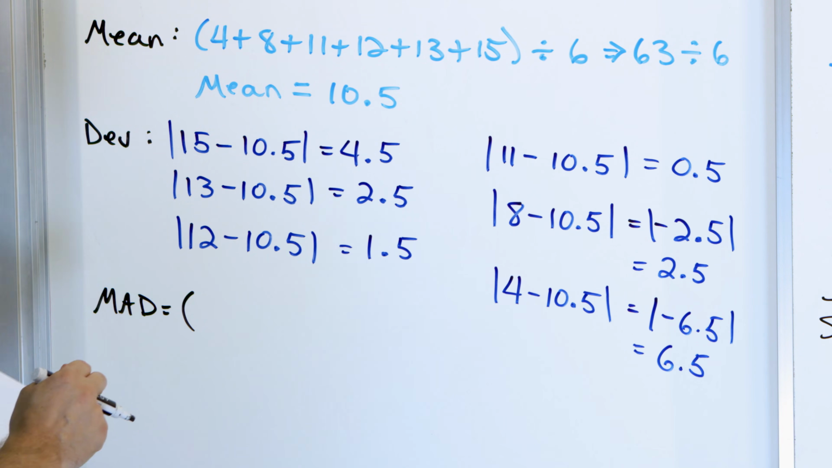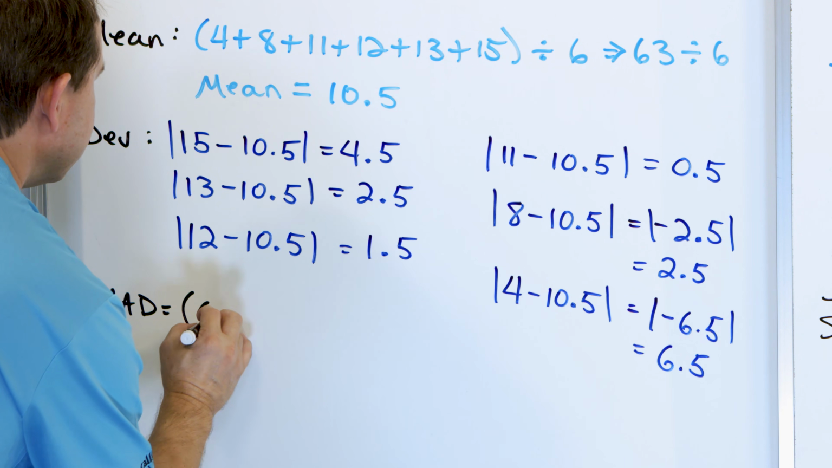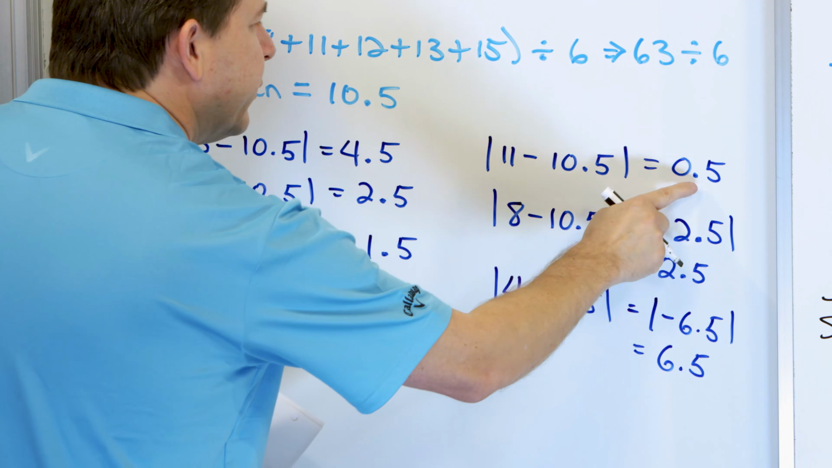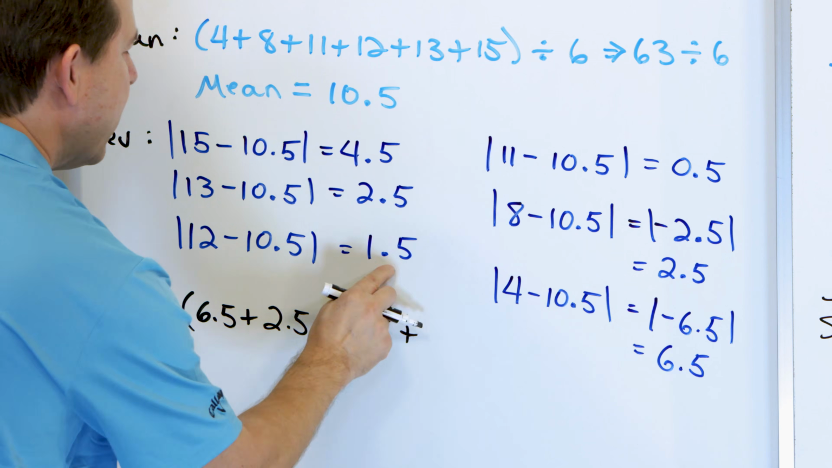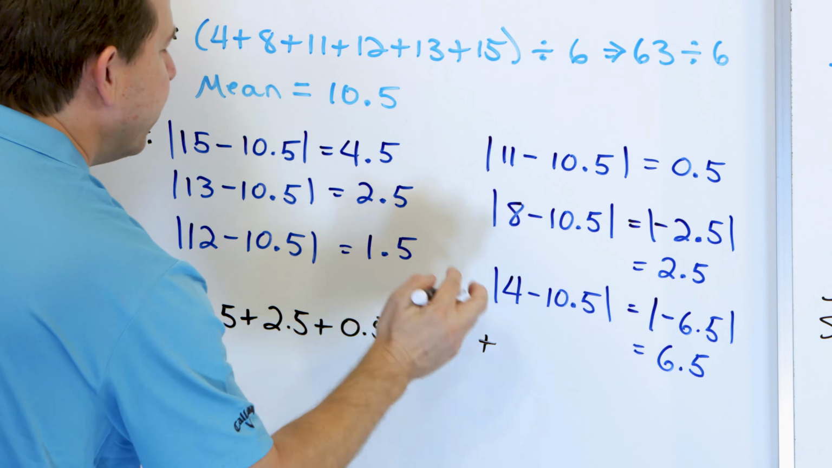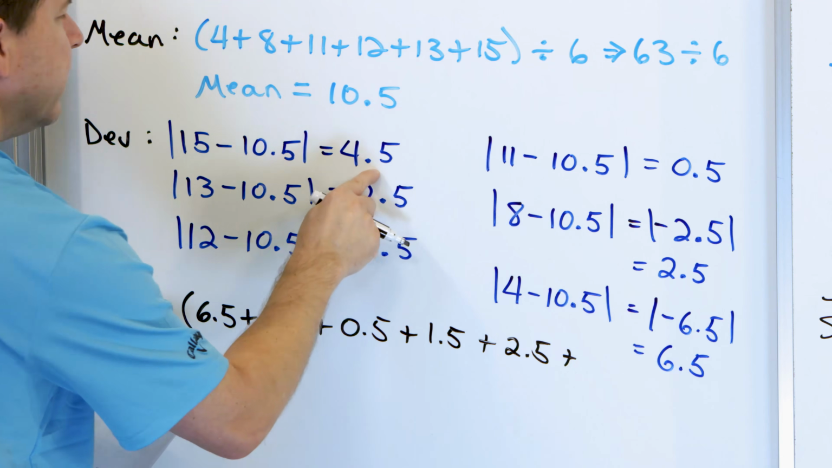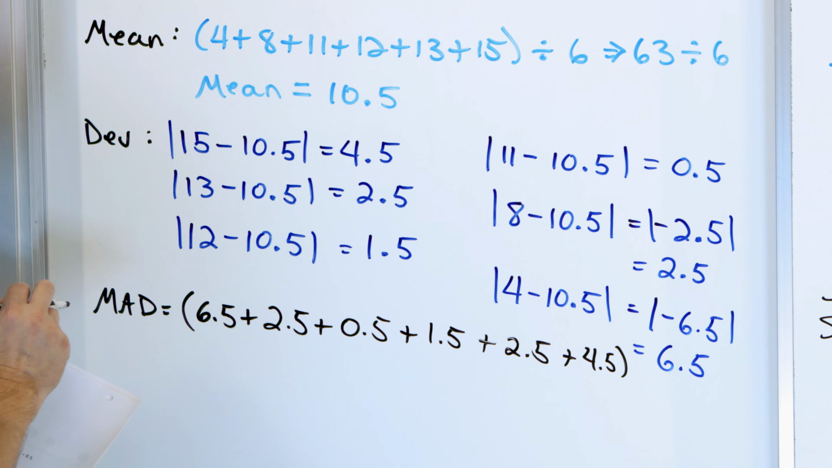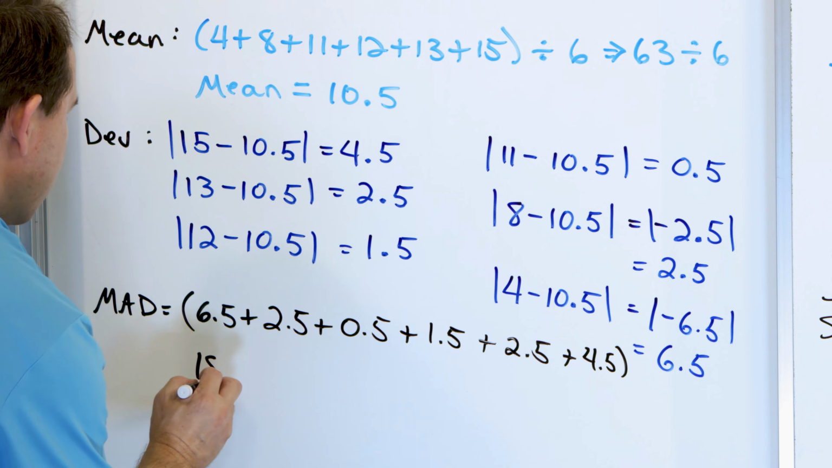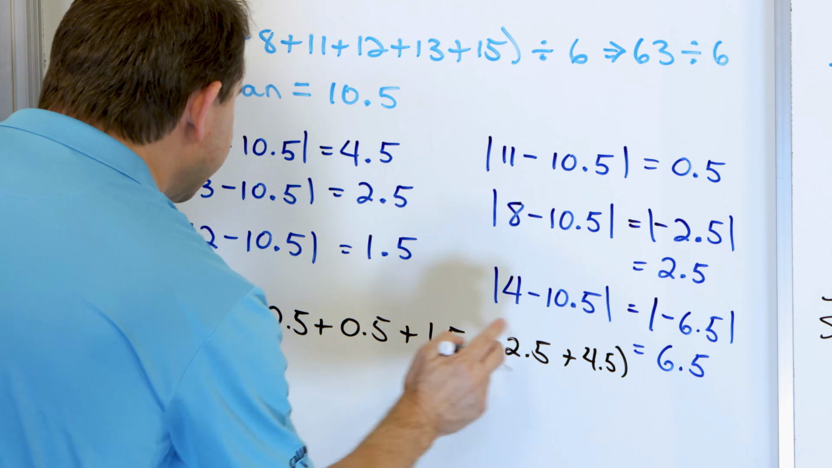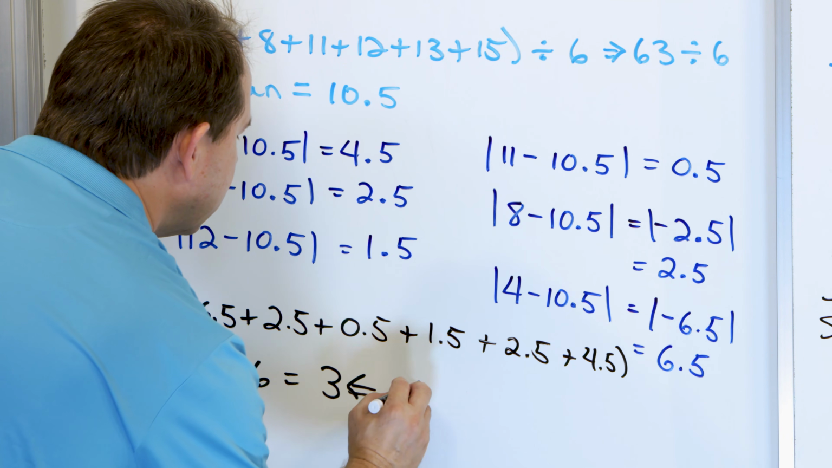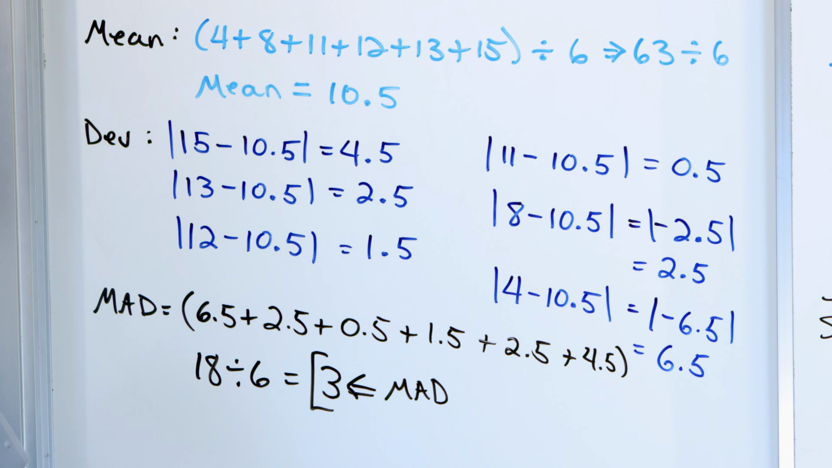So what we have to do to find the MAD is we have to add them all up. We start with 6.5 right there, and we add to it 2.5 from that deviation. And then here we had 0.5, and then we had 1.5, and then we had 2.5, and then we had 4.5. Okay, and once we get all of that, we get an answer of 18. But we have to divide by 1, 2, 3, 4, 5, 6. We have to divide by 6 because we're averaging, which means we have 3. So the MAD, or the mean absolute deviation, was 3 in this case.